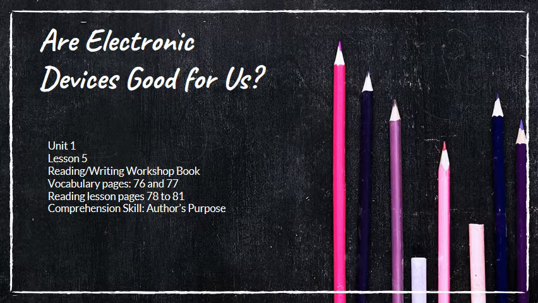Are electronic devices good for us? So we're going to introduce a new genre. The lesson is Unit 1, Lesson 5 in the Reading Writing Workshop book. The vocabulary pages are page 76 and 77. The reading lesson pages are from 78 to 81. And we're going to cover a new comprehension skill, which is the author's purpose. Are you ready? Let's start with the vocabulary words.